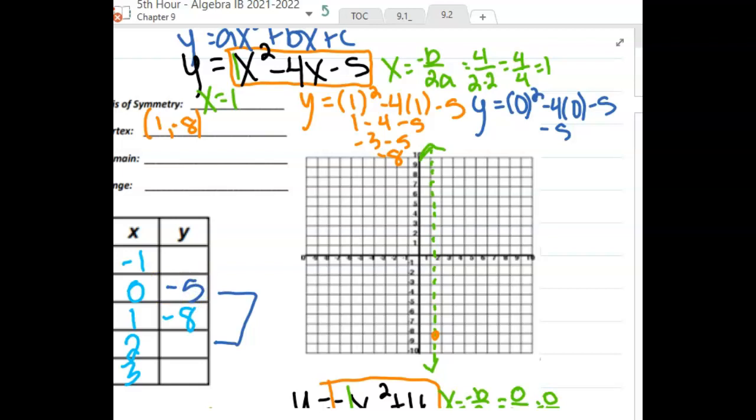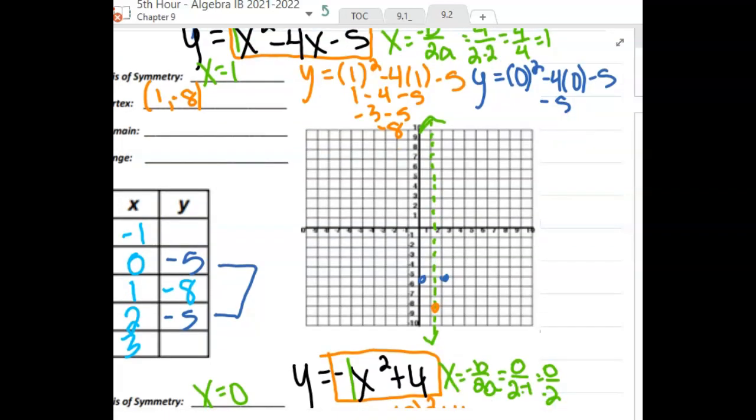I promise you, if you don't believe me, you can totally plug it in, but if you plug in 2, you are also going to get out negative 5. Because if I go to the right of my vertex and I get negative 5, I should get the same thing as when I go to the left of my vertex. I have to get the same thing for it to be symmetrical. If they were at different heights, your parabola wouldn't be symmetrical anymore. Okay? And then we would do the same thing here, that you don't have to plug in both negative 1 and 3, because I promise you, you're going to get out the same answer either way.